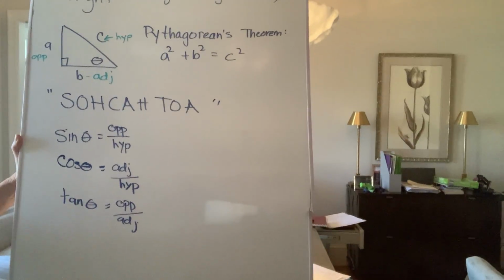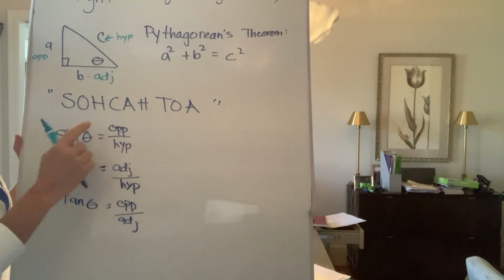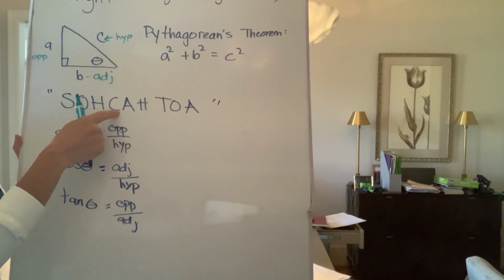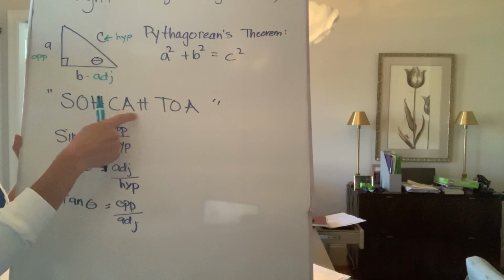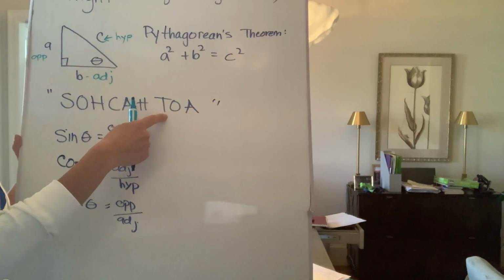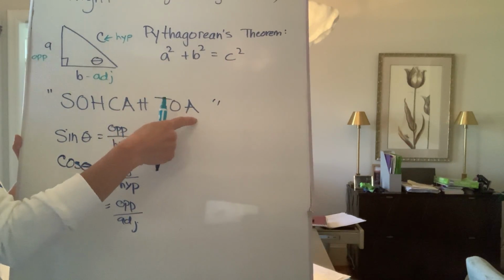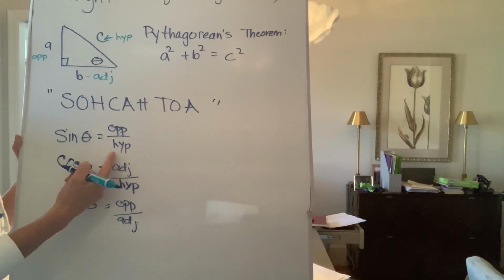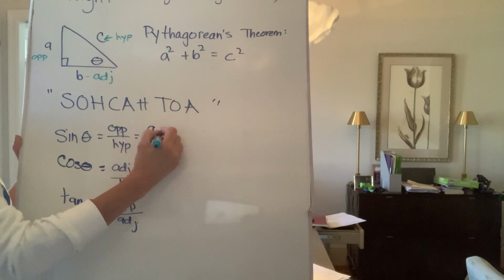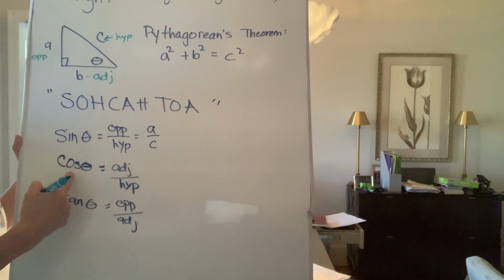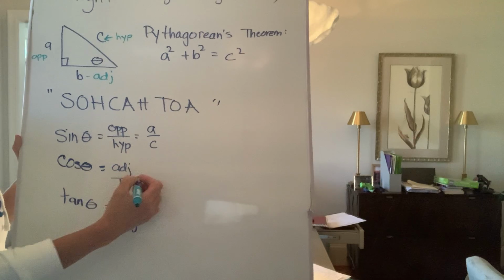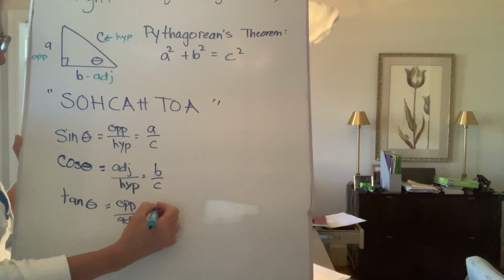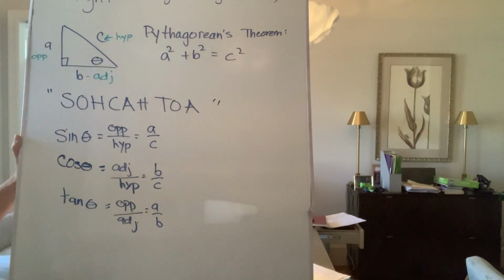Now, that's where these words come in. S stands for opposite over hypotenuse. Cosine stands for adjacent over hypotenuse. T stands for tangent, opposite over adjacent. If I look at my triangle here, the sine, opposite over the hypotenuse, would be A over C. The cosine, adjacent over the hypotenuse, would be B over C. And the tangent would be A over B.